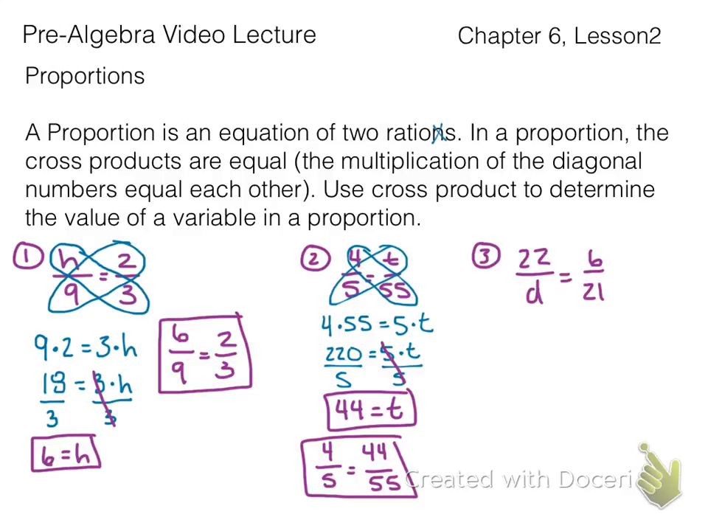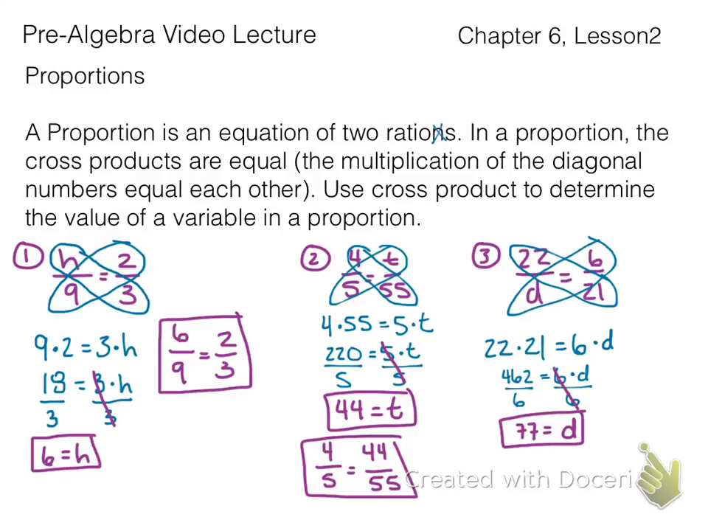All right, last problem, at least on the slide. 22 over D is equal to 6 over 21. Let's do cross products. It would be 22 times 21 is equal to 6 times D. So 22 times 21 is 462 is equal to 6 times D. Divide by 6 on both sides, and D equals 77. There you go. All right, so those two fractions are equivalent. They mean the same amount.